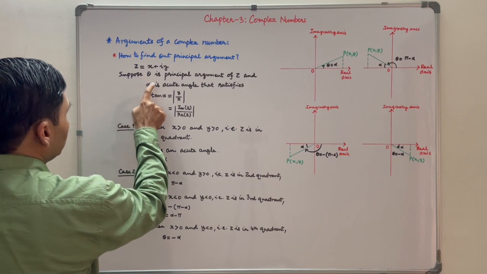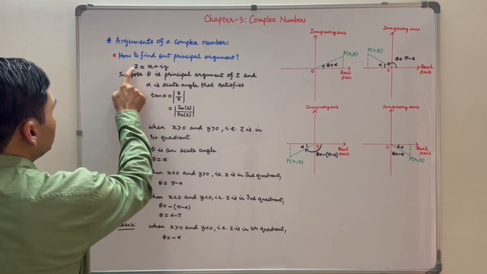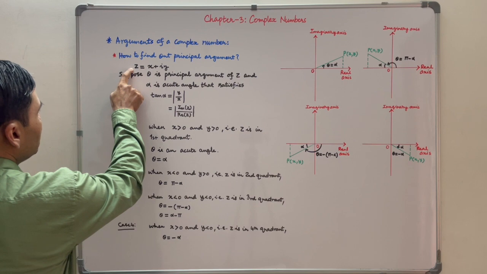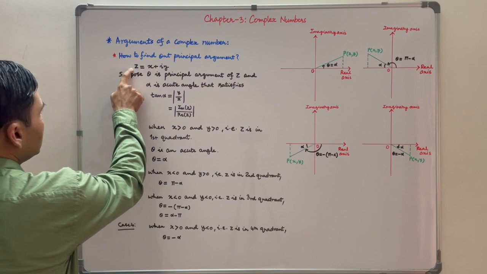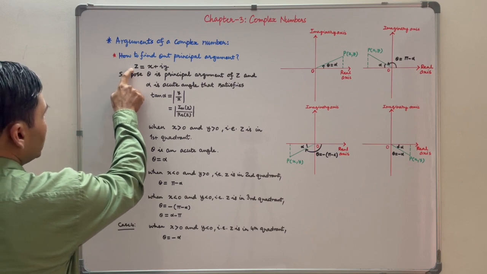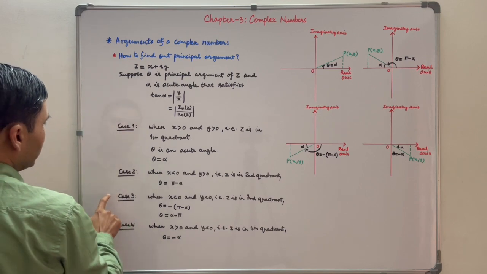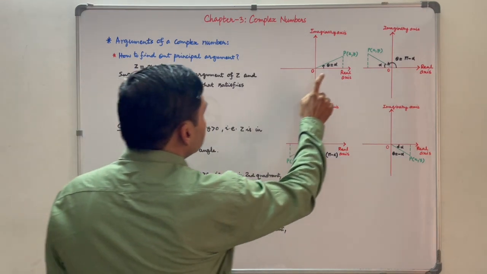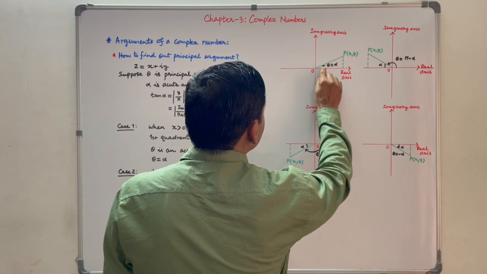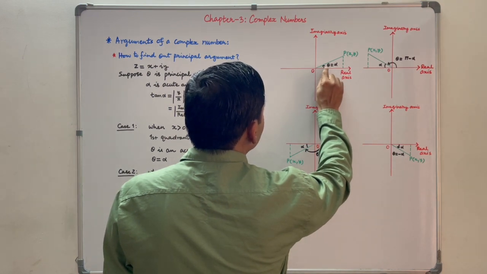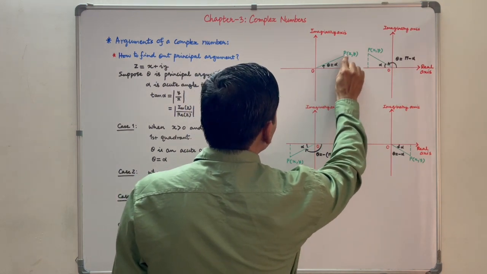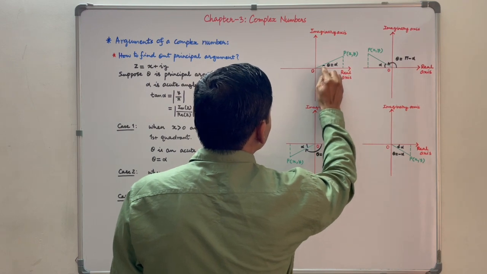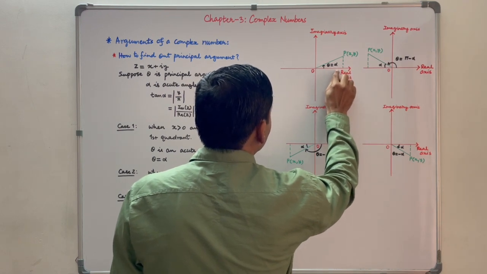Value of theta will depend on value of alpha and position of z, whether z is in first quadrant, second quadrant, third quadrant or fourth quadrant. So we will consider 4 cases. In case 1, z is in first quadrant. This angle is alpha. We know that theta is the angle that OP makes with positive real axis. So theta is equal to alpha.